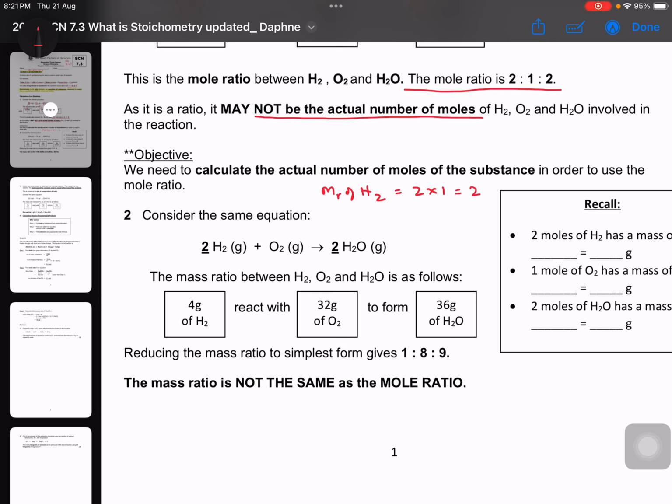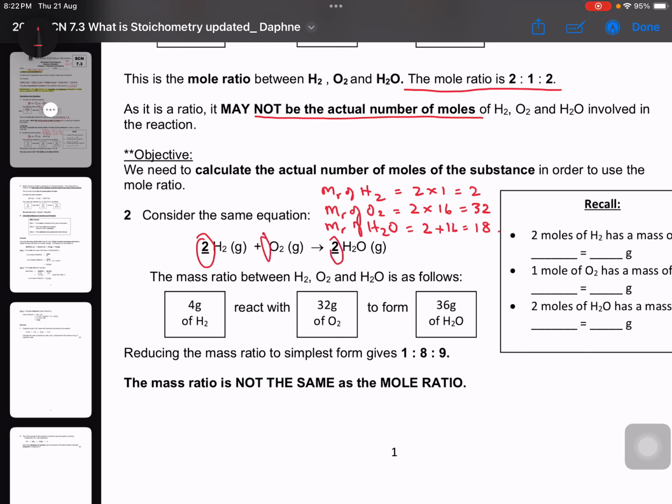Okay? What's the Mr of O2? Mr of O2, this will be 2 times 16. So where did the 16 come from? Periodic table. Okay, that's what we did in 7.1. Then how about the Mr of water? There will be H2, so there will be 2, plus 1 oxygen is 16, so this will be 18. Okay, but then we have the balancing number, right?